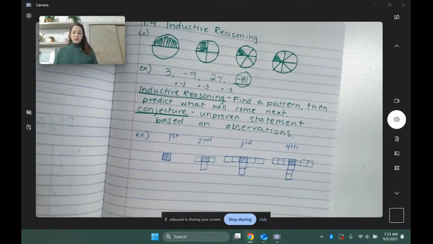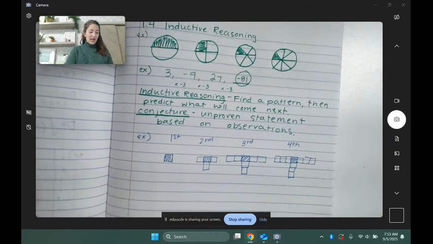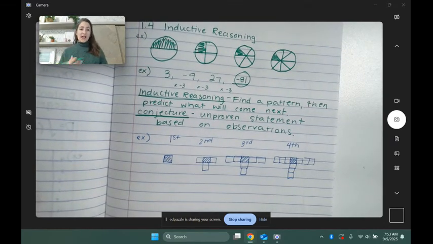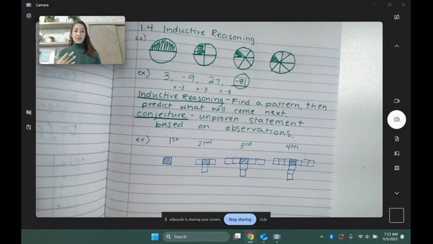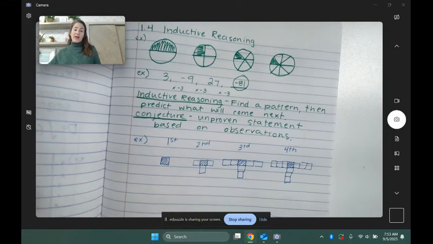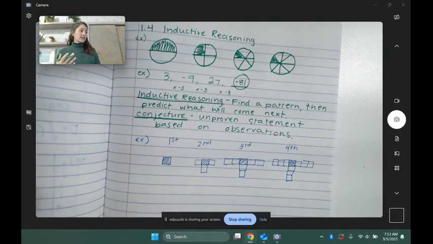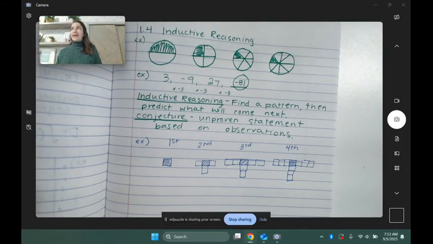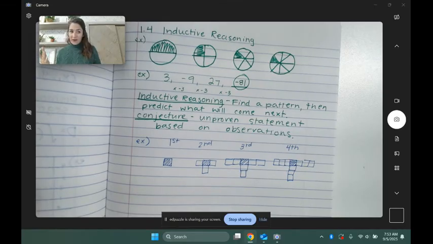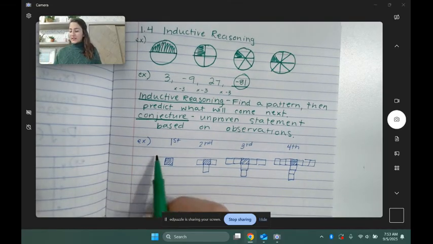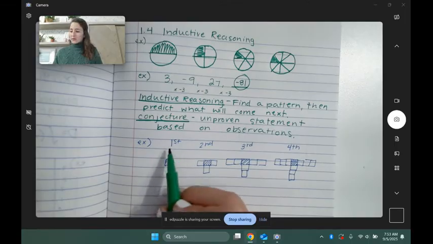So now when you're looking at these patterns, my question is, how many blocks or squares will the next pattern have? And then generalize it. So how many squares will the 8th pattern have? Will the 10th pattern have? Will the 100th pattern have? Let's generalize it. So let's count up how many squares we've got.